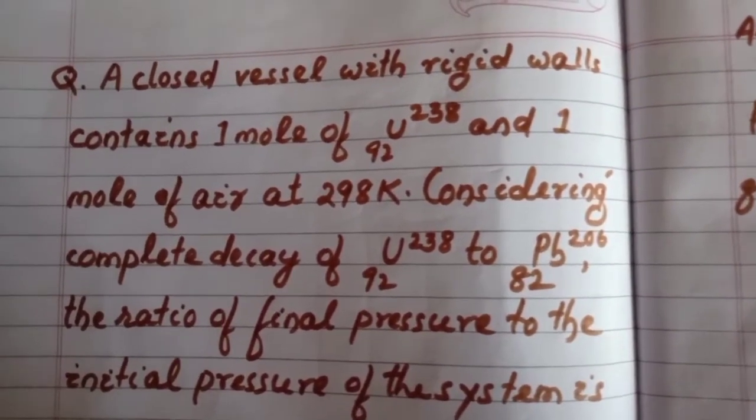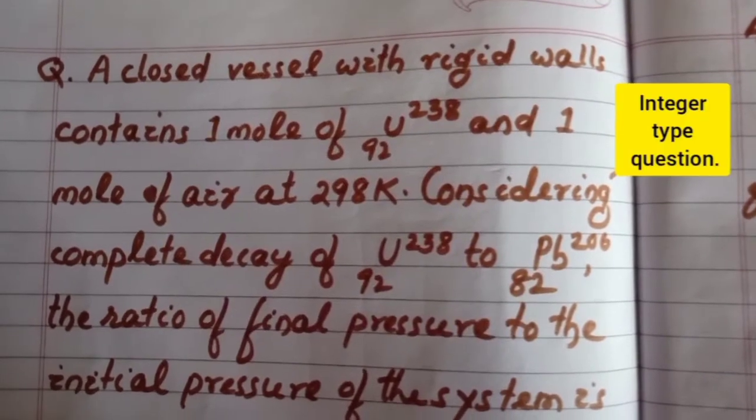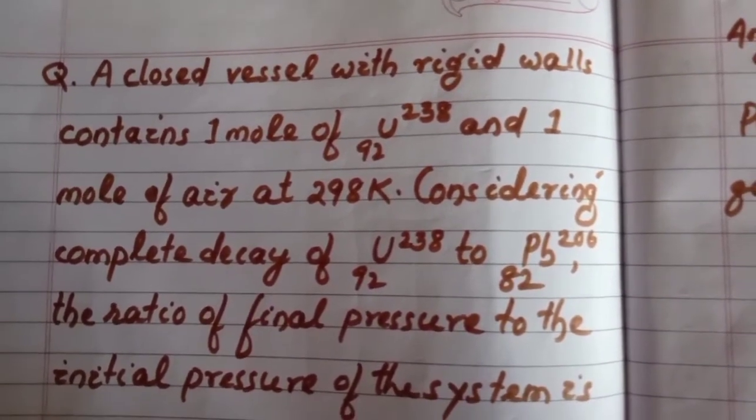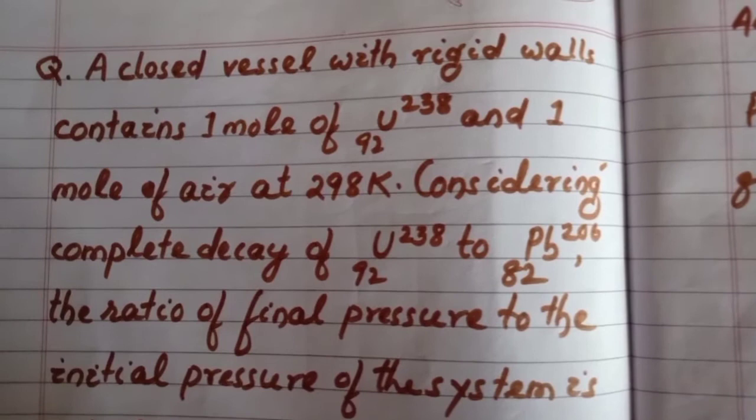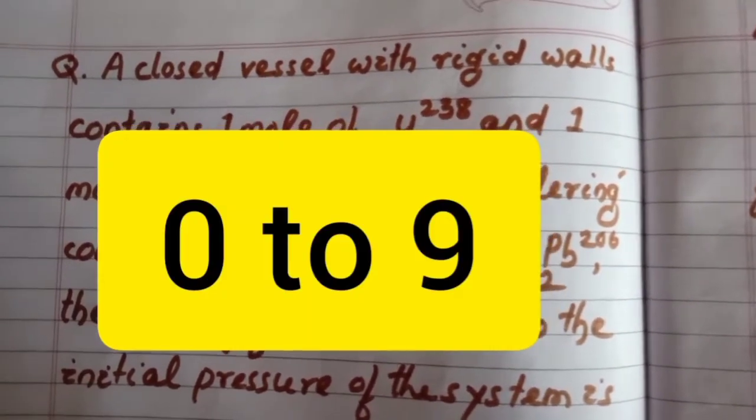In this video, we'll discuss one integer type question. The answer of this question will be an integer between 0 to 9. Let us see the question.